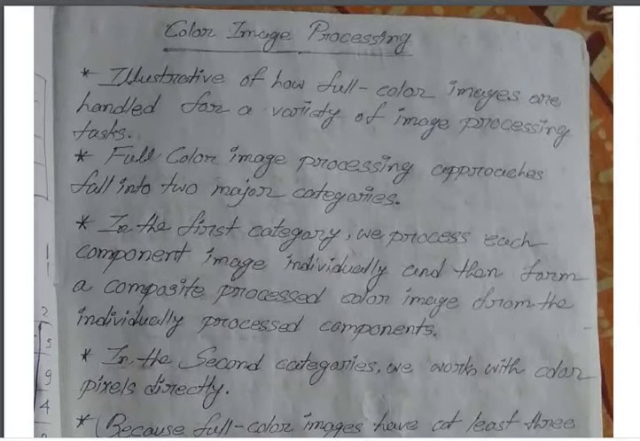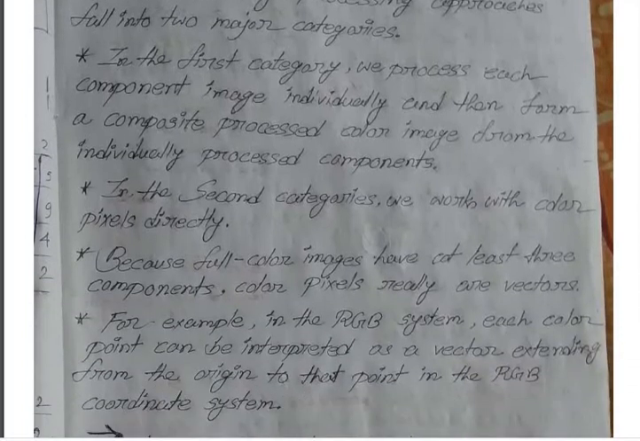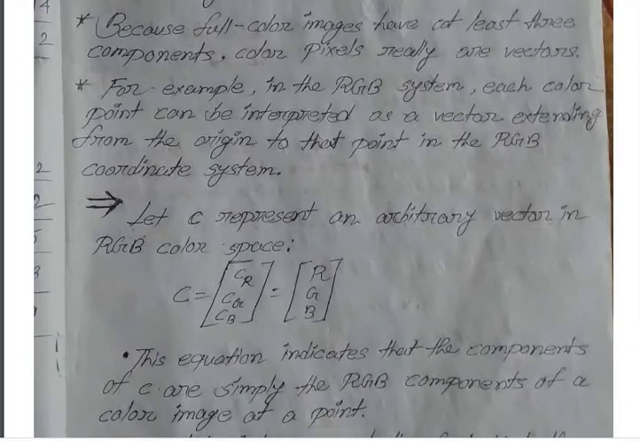Full color image processing approaches fall into two major categories. In the first category, we process each component image individually and then form a composite processed color image from the individually processed components. And in the second category, we work with color pixels directly. This is because a full color image has at least 3 components, and color pixels are really vectors.